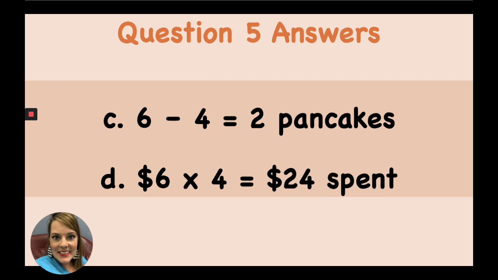D. Lance spent $6 at the fair and his sister Paige spent 4 times as much as he did. I know that I need to multiply $6 times 4, which equals $24. Paige spent $24 at the fair. You should have circled D.